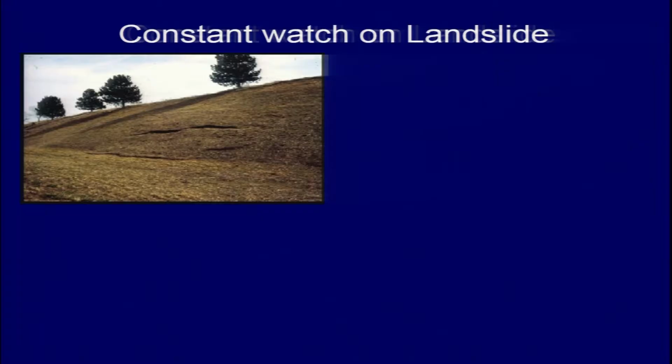Constant watch is also important. This can be done either by using satellite data or ground photographs, or you can even do this by putting GPS stations. And nowadays what we do is lidar mapping. So once you know that any particular area is susceptible to landslide, you can have periodic mapping either by lidar or GPS or by aerial survey.